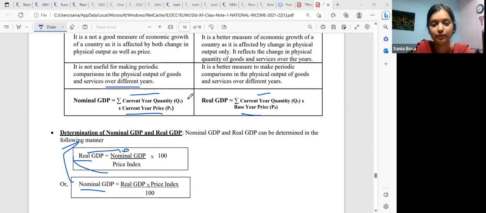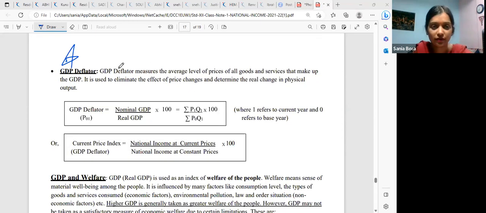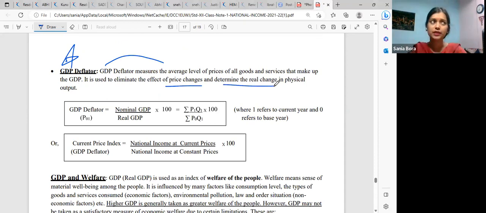Done. Now, coming to GDP deflator. What is GDP deflator? It means the average level of prices of all the goods and services that make up the GDP. It is used to eliminate the effect of price change and determine the real change. See, price keeps on changing. Maybe today it is this, tomorrow it will be this. So there is an indicator which is GDP deflator. Avoiding all this, it actually gives you the real change in the physical output.